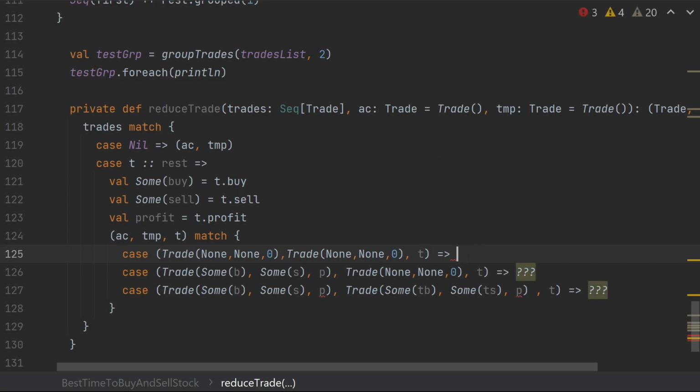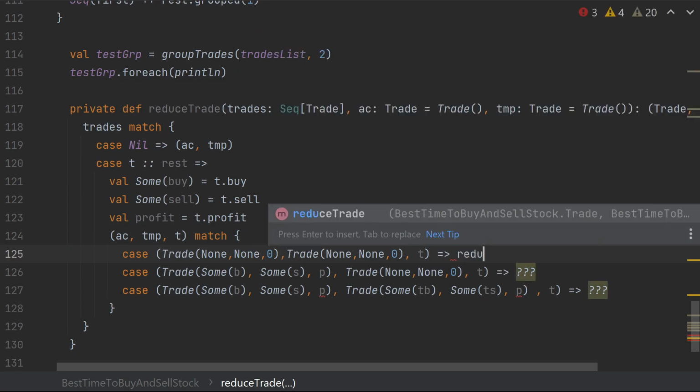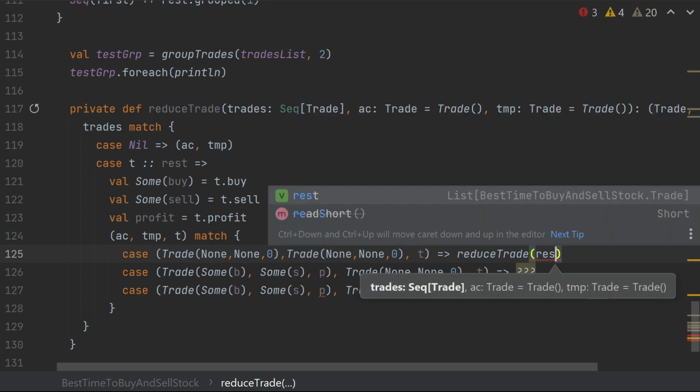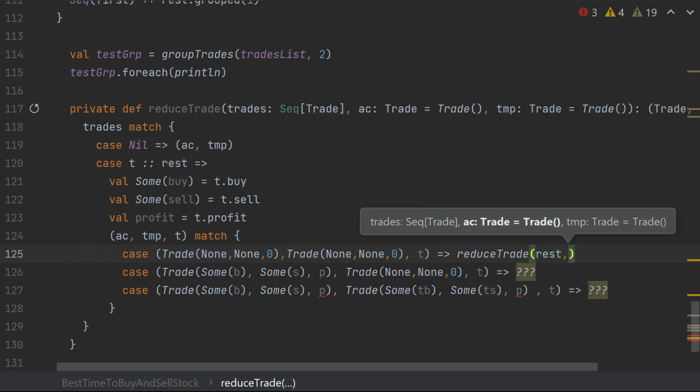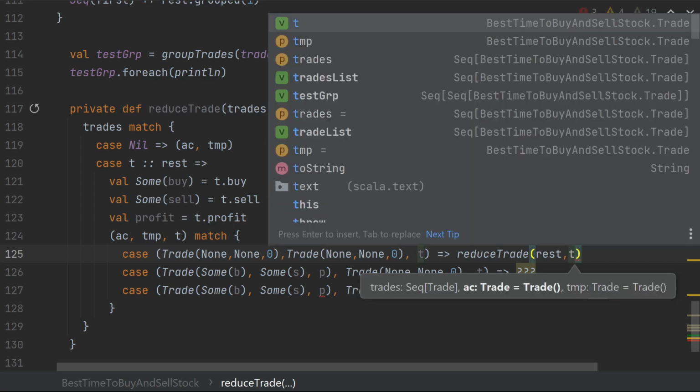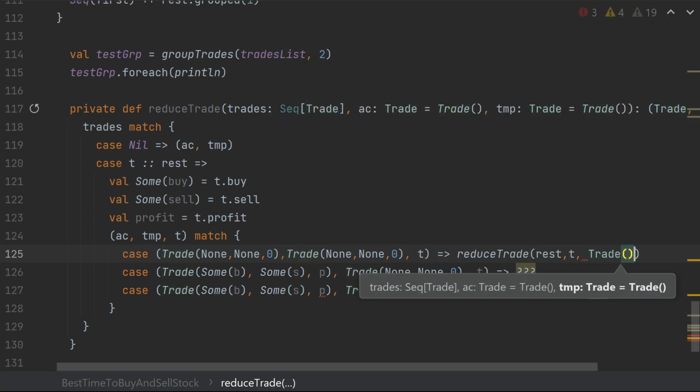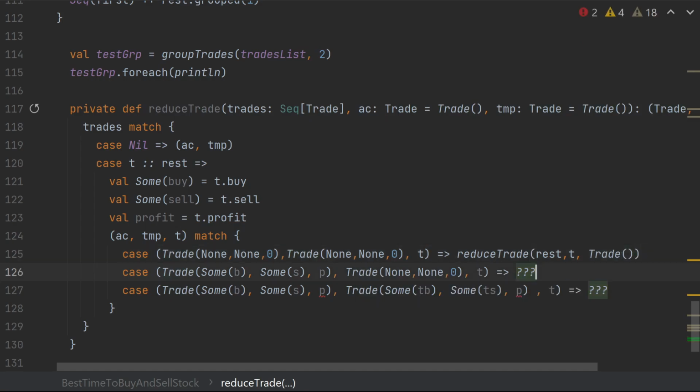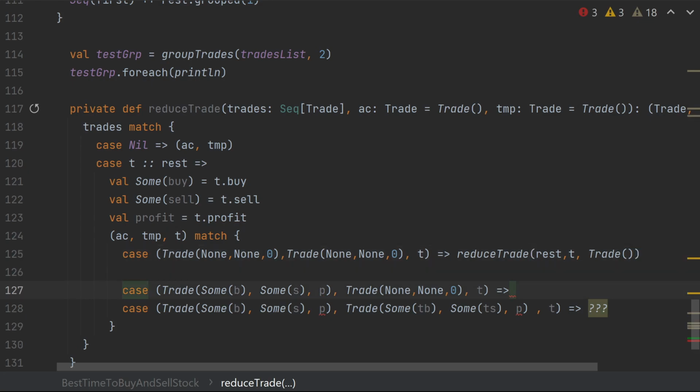Let's start implementing this. If this is the case, it's going to just reduce left and reduce trade, and it is going to return the rest. It is going to add the new trade and it is going to have nothing as the buffer as of now. Now when it reaches here, let's give a new line here for readability.